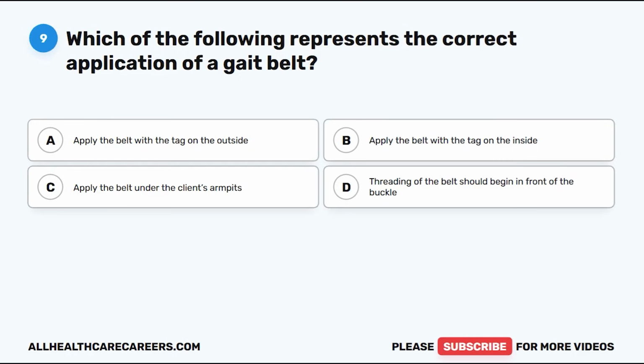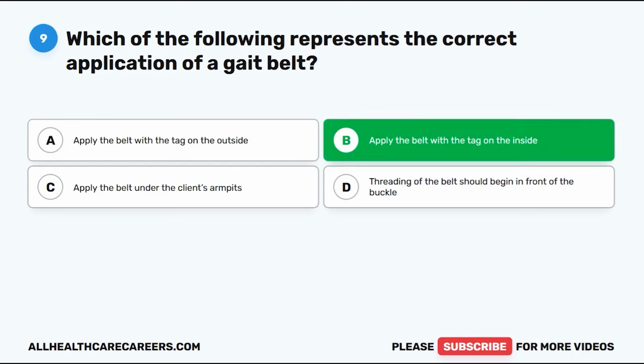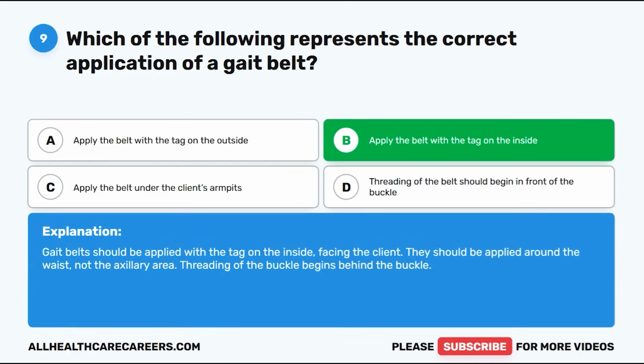The correct answer is B. Apply the belt with the tag on the inside. Gait belts should be applied with the tag on the inside facing the client. They should be applied around the waist, not the axillary area. Threading of the buckle begins behind the buckle.